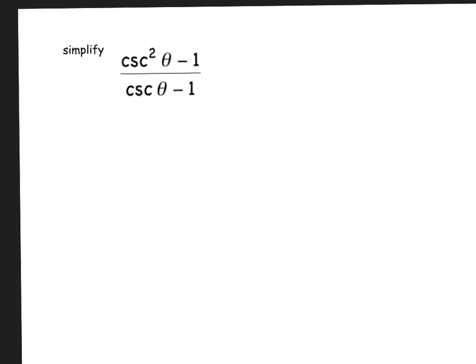This one, the top does look like a Pythagorean identity. The Pythagorean identity that deals with cosecant squared looks like this. It's cotangent squared theta plus 1 equals cosecant squared theta. So yes, I could subtract 1 from both sides. And I could say that cosecant squared theta minus 1 is cotangent squared theta.